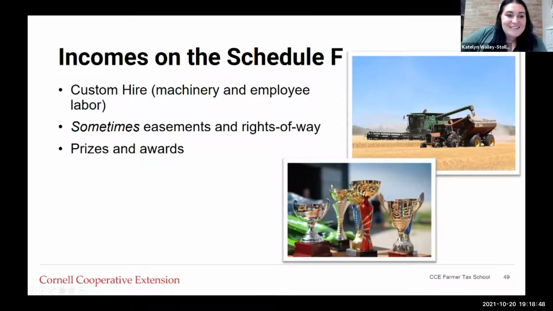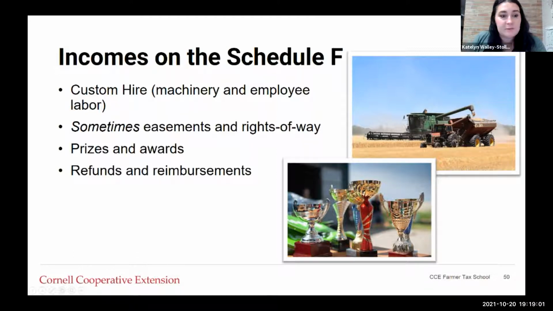Prizes and awards. So, if you raise goats and you take your goats to show them at the county fair, those prizes and awards are claimed as incomes on your Schedule F as well. And then any refunds and reimbursements, particularly if, let's say, you buy a product and you're going to claim that product as an expense on your Schedule F, but it's defective for whatever reason, so you're given a refund, you should be claiming that refund as an income on your Schedule F, which will offset the expense of the original purchase.